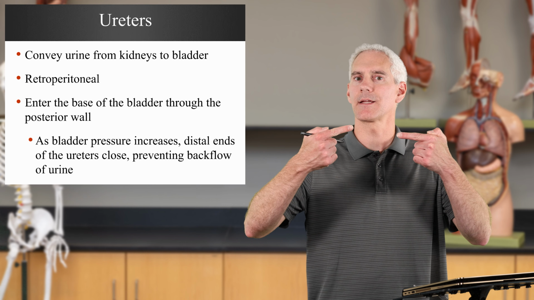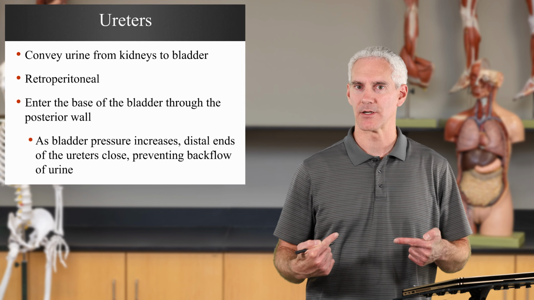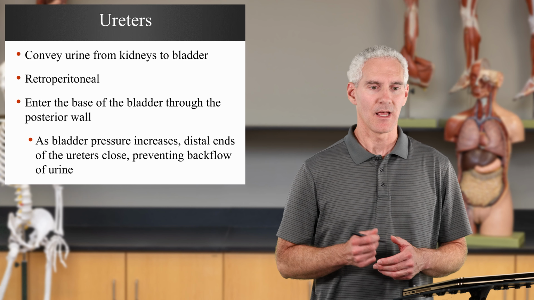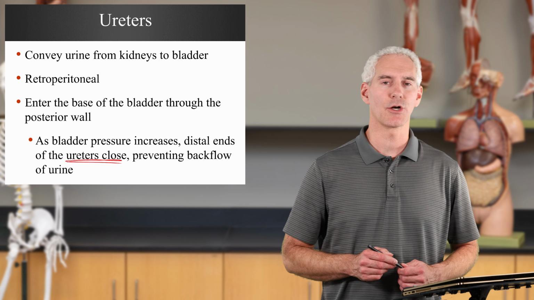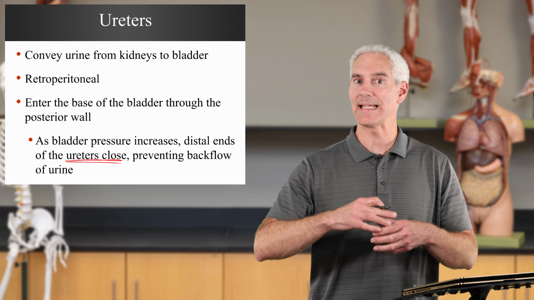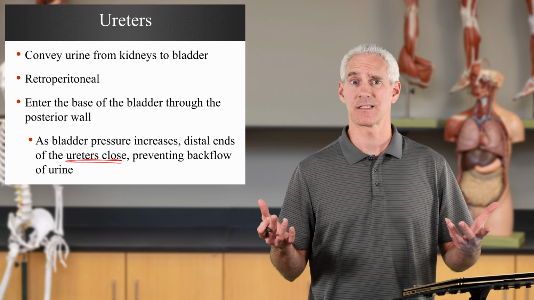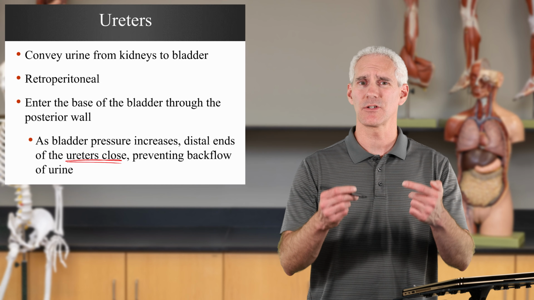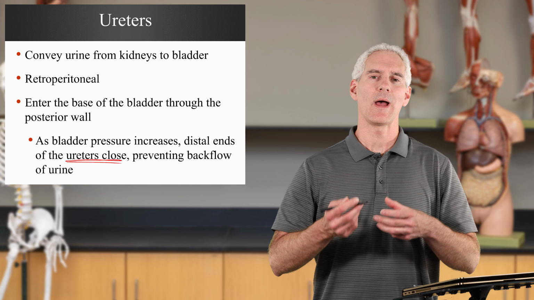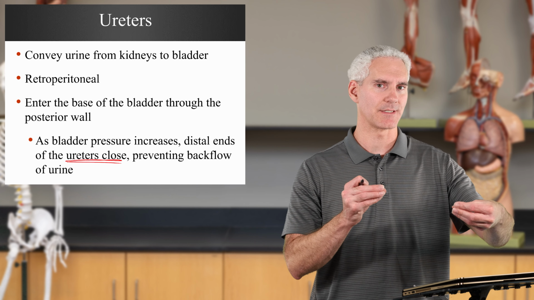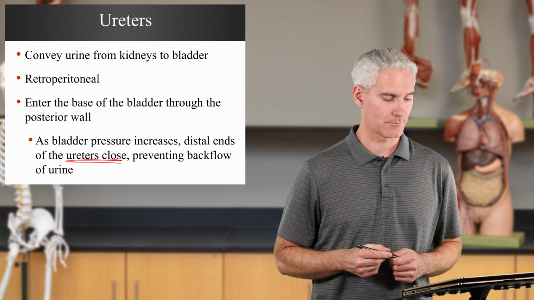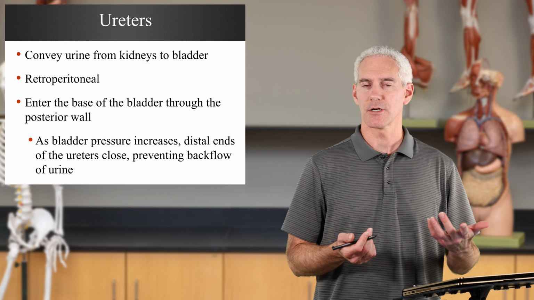So the ureters come back and go behind the urinary bladder and come up from the posterior side. What's interesting though is they're going to close as the pressure of urine inside the urinary bladder increases. It makes sense, because do you want urine going back up the ureters to the kidneys? No. So as the pressure increases inside the urinary bladder, the ureters will pinch closed to prevent backflow. So that's looking at the ureters.